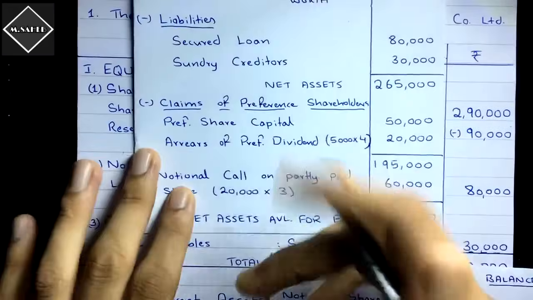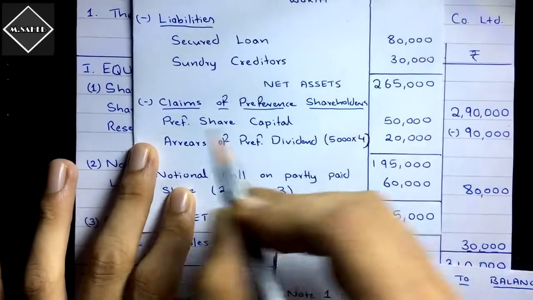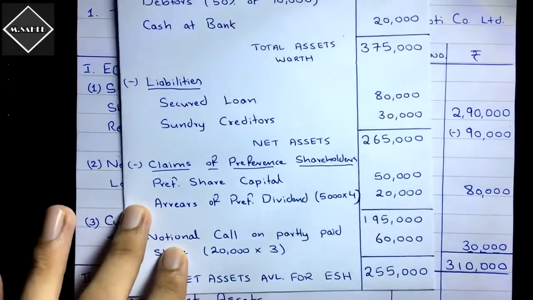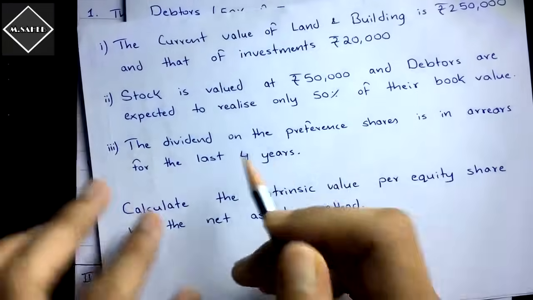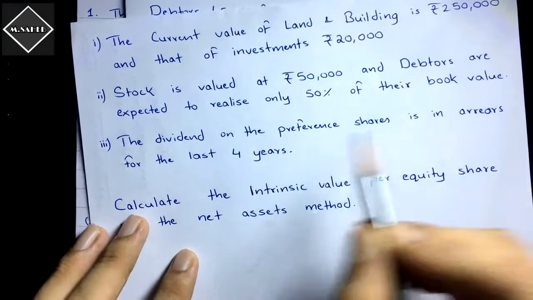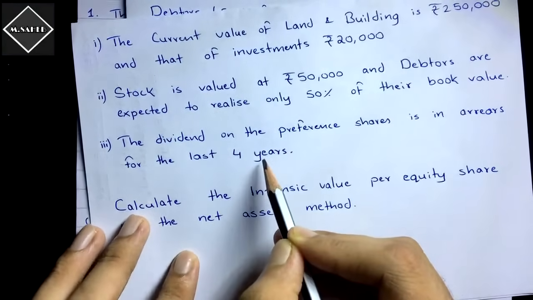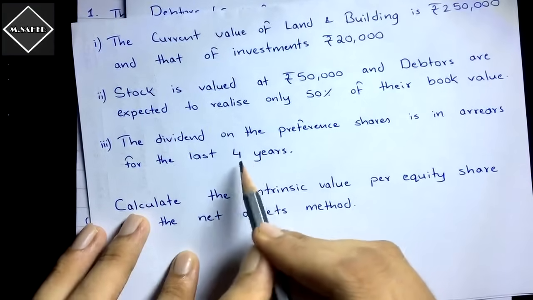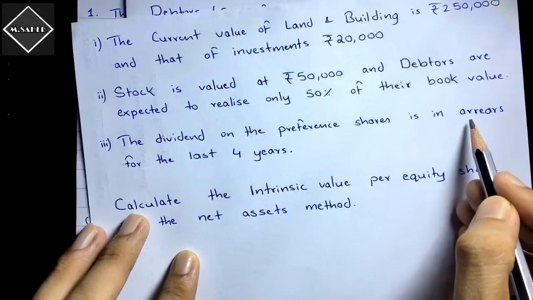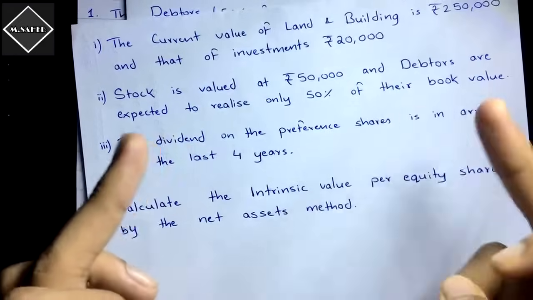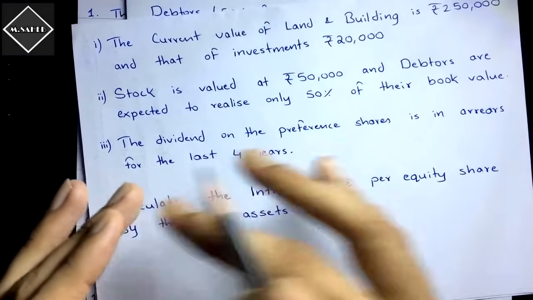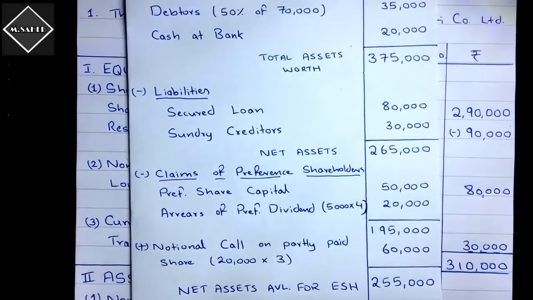Deduct that, subtract that preference share capital of 50,000, okay? Then in the adjustment it is said that the dividend on the preference share is in arrears for the last 4 years, right? The dividend for the last 4 years is outstanding. It has not been paid. The dividend has been accumulated year by year. Now we have to deduct all that, okay? So how are we going to do that?